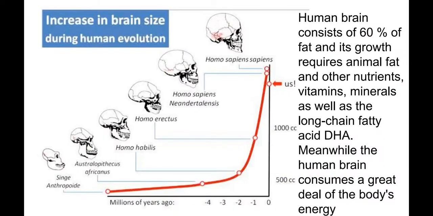So this first part of the video is over, and our conclusion is that if we want to stay and develop as intellectual beings, we have to consume meat and more animal fat, different animal fats. Okay, that's it.